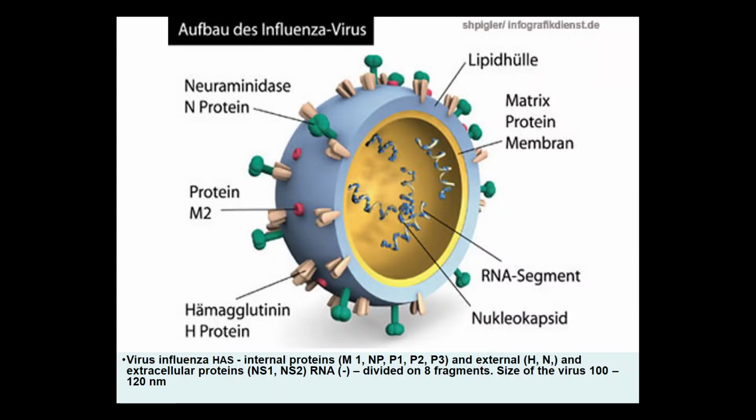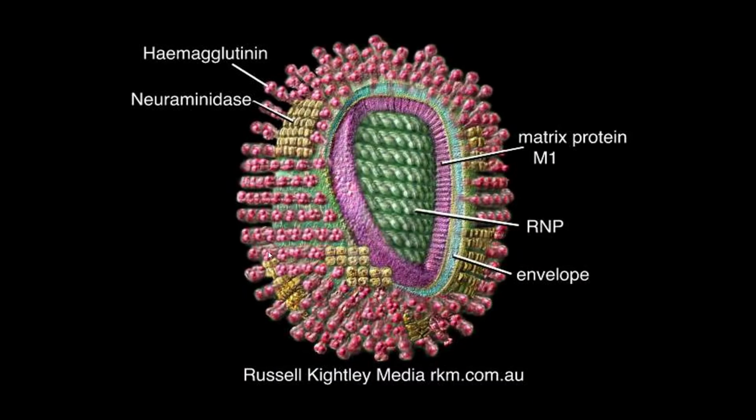So this is how it looks. Matrix, protein membrane, RNA segments, nucleocapsid, and so on. It has internal proteins and external neuraminidase and hemagglutinin, which give the virus its name, and nuclear proteins and RNA minus-strand divided into 8 fragments. The size of the virus is 100-120 nanometers. Again, hemagglutinin and neuraminidase are on the surface and different other proteins in the core.